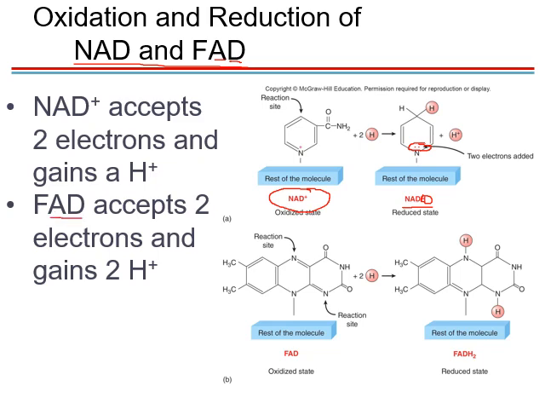FAD also accepts a pair of electrons. When it accepts its pair, it picks up 2 hydrogens. This doesn't mean it picks up 4 electrons. Again, it picks up 2 electrons. So here is 2 electrons, and here we've picked up 2 electrons.